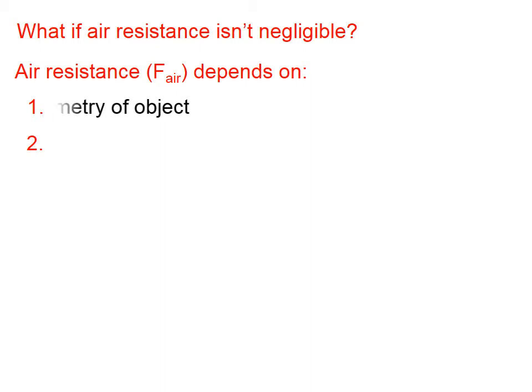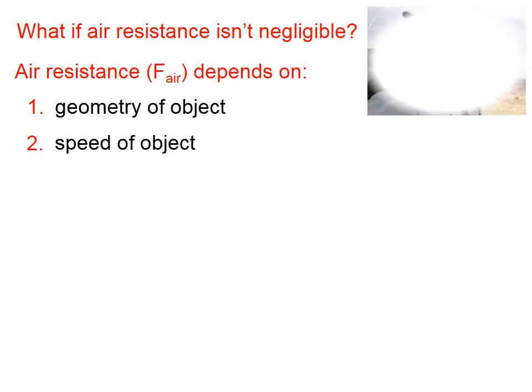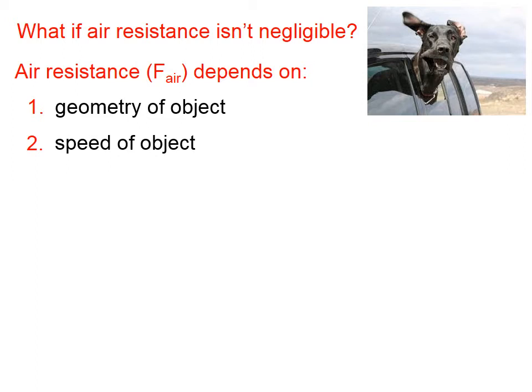Air resistance depends on the geometry of the object and the speed of the object. You might have been driving in your car, especially as a kid, and you hold your hand outside the window. If you hold your hand one way, there's quite a bit of air resistance. If you flatten it out, there's not much at all. So the geometry of how you hold your hand very much affects the air resistance.